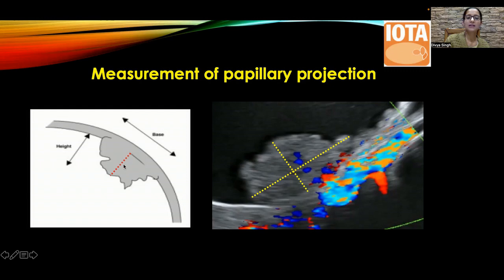And once we've taken these 2 dimensions, we just rotate our probe 90 degrees to get the second perpendicular plane and take a side-to-side measurement to get the third dimension. So we can take measurements in 3 diameters of both the adnexal lesion as well as the papillary projection or the solid component within it.